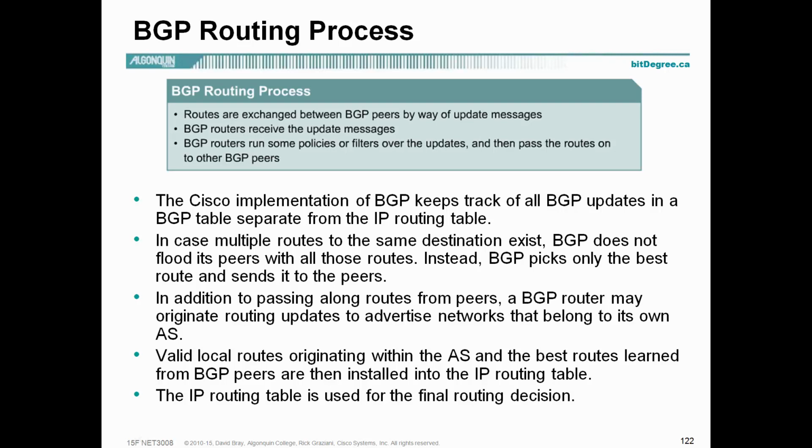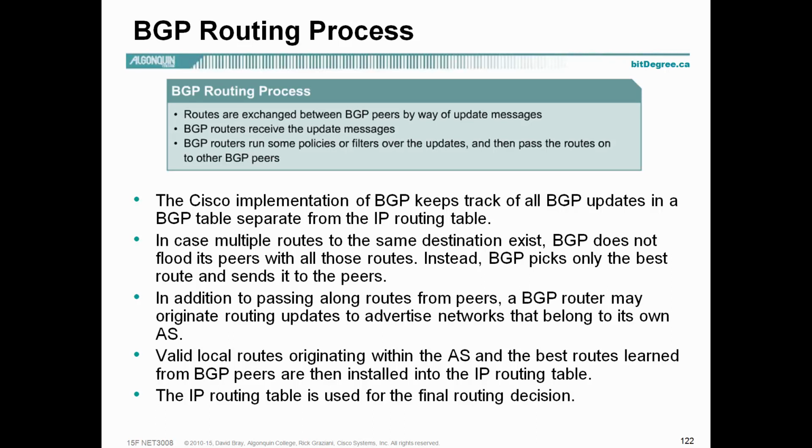This provides a short discussion of the BGP routing model. If you recall, routes are exchanged between peers through update messages, and of course the routers receive update messages from peers to describe paths that are reachable, and then they send update messages out to their peers to share this information.